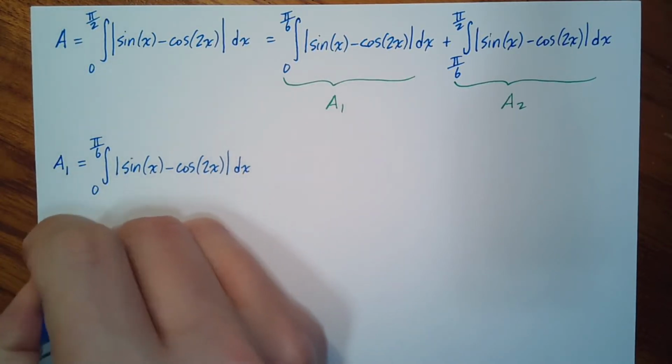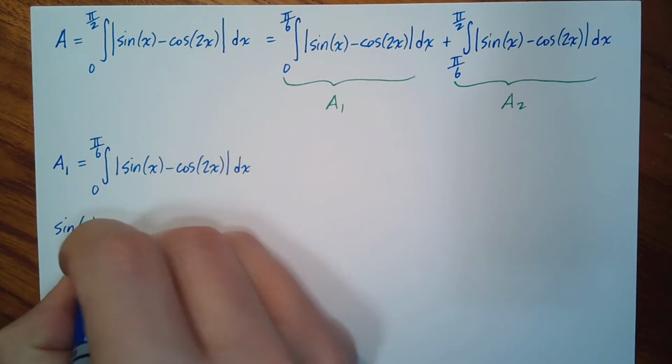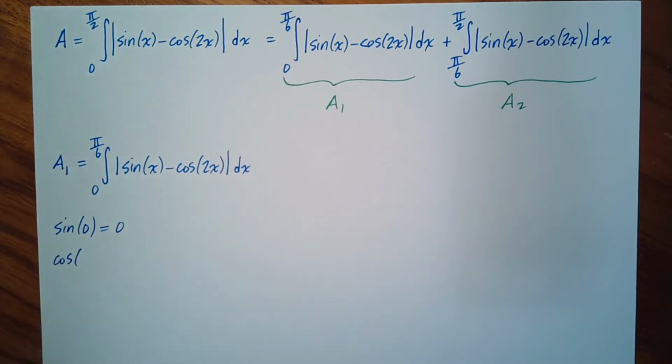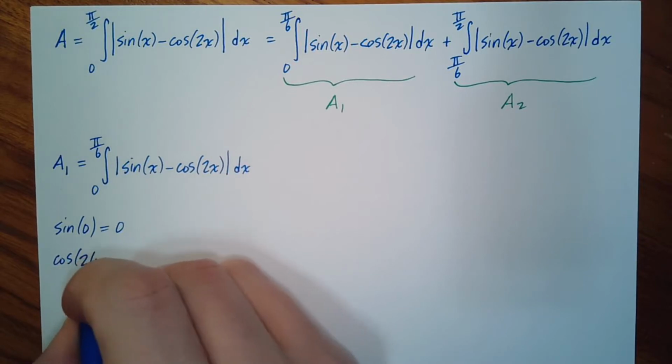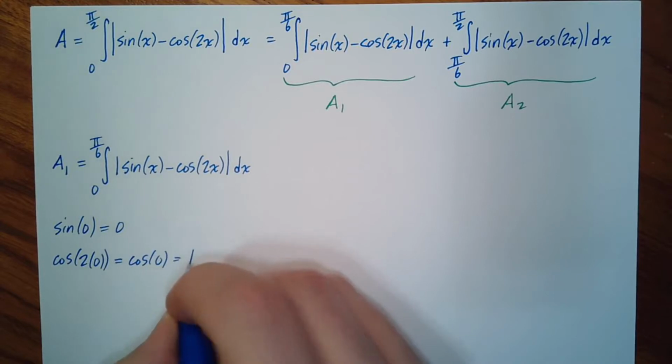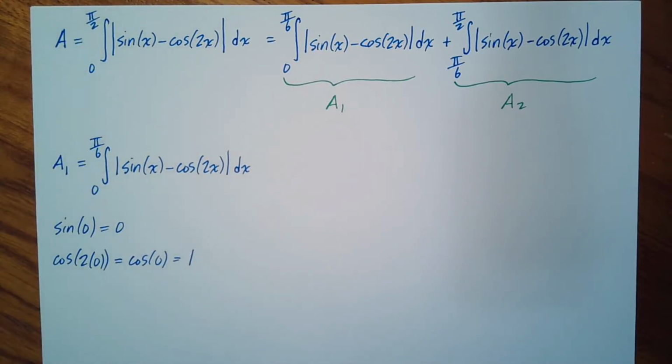If we plug in 0 to sine, well, you get 0. If we plug in 0 to cos of 2x, you get cos of 2 times 0, which is just cos of 0, which is, of course, 1. So that means cosine of 2x is greater than sine of x at the point 0.